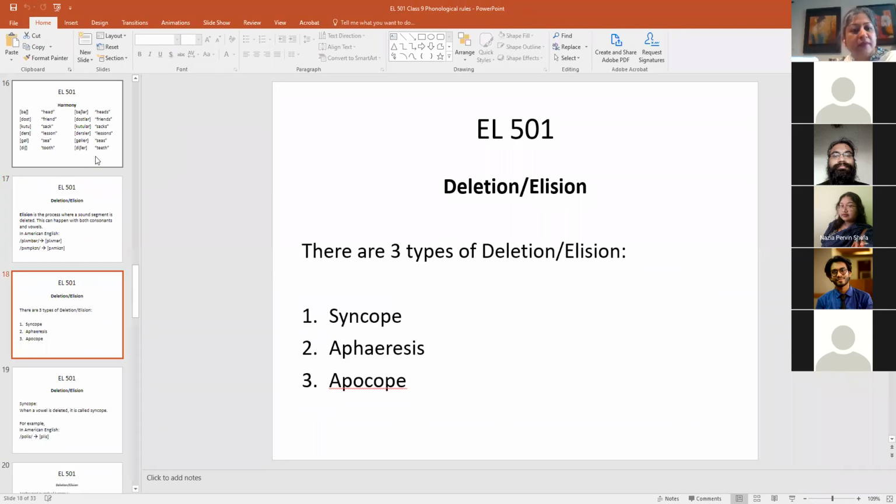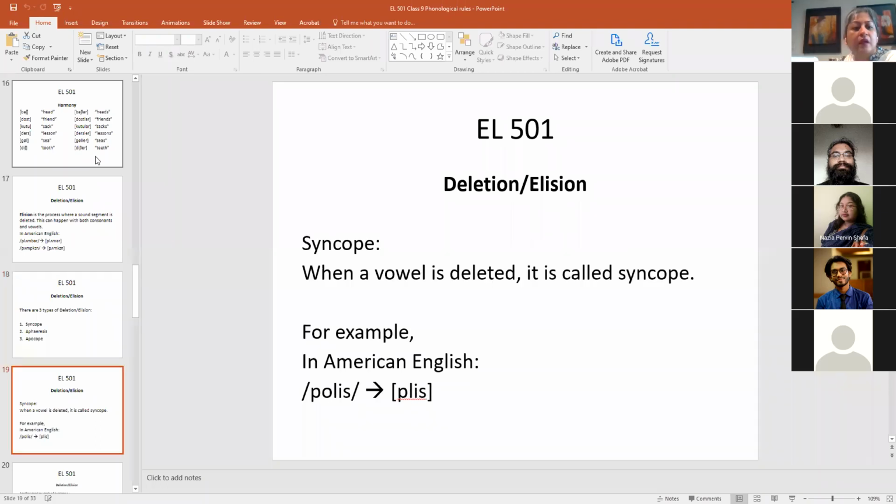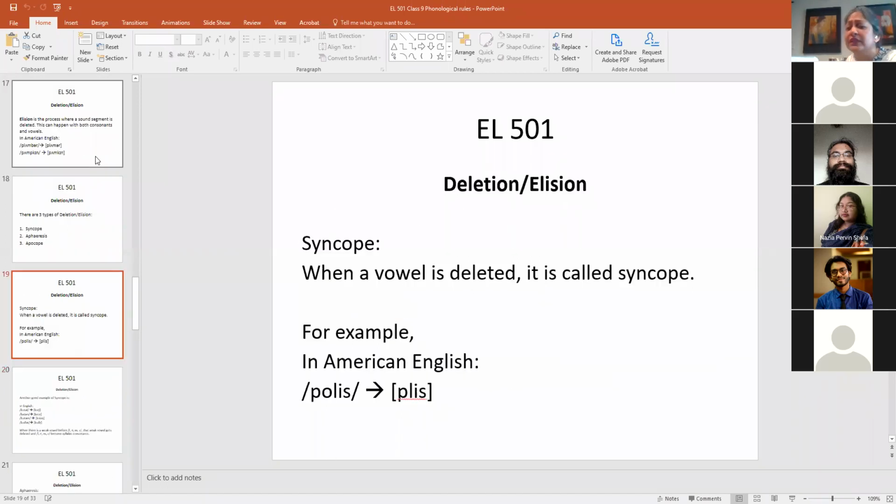Then you have three types of deletion. Like I said, you have syncope, you have apheresis, and you have apocope. In syncope, a vowel is deleted, and it can be deleted from any position in the word. So one example is the American word police becoming p'lice. I do know that African Americans say p'lice. They don't say police is coming. You will find that they make this distinction.